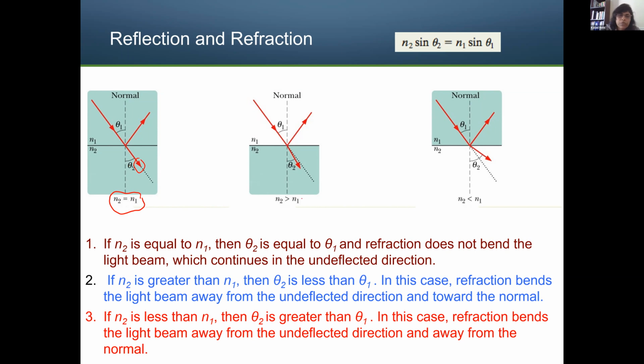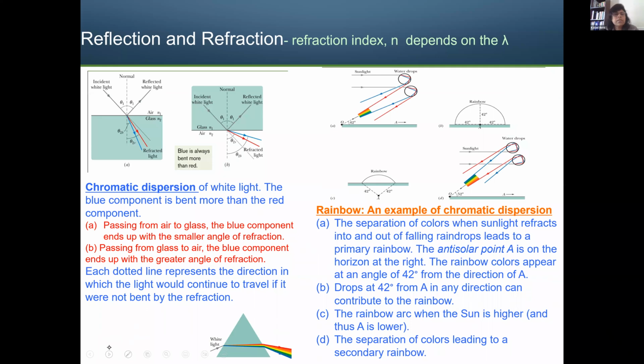But if your N2 is greater, then your light is bending towards the normal. That's why light is bending this way, right? When N2 is smaller, your light is bending outward from the normal. Okay, so I think everybody understands these features of the refractive index.